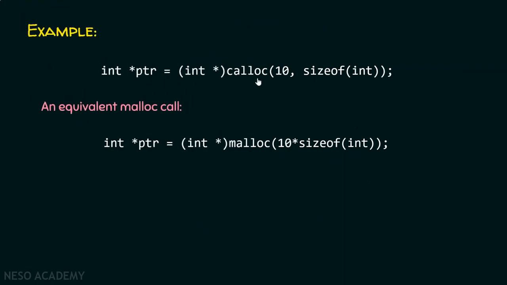Here is a simple example of calloc allocating memory. Here you can clearly see calloc is allocating 10 blocks of memory and each block size is equal to the size of integer. An equivalent malloc call is like this, where you need to do this calculation: 10 is multiplied by size of integer. It means that 10 blocks of memory have been allocated where each block size is equal to the size of integer. Both are doing the same job, but here you can see the syntax is different.